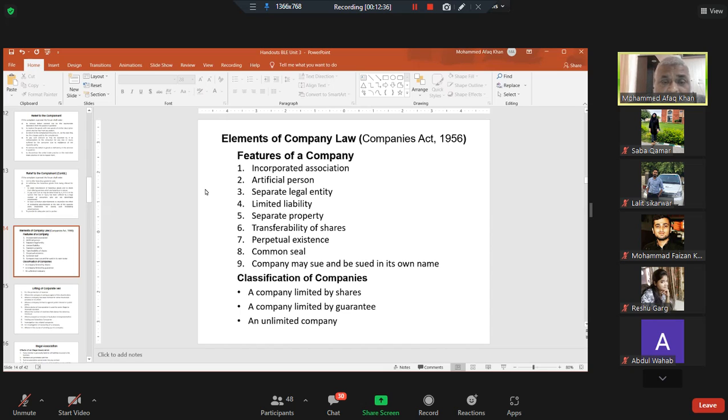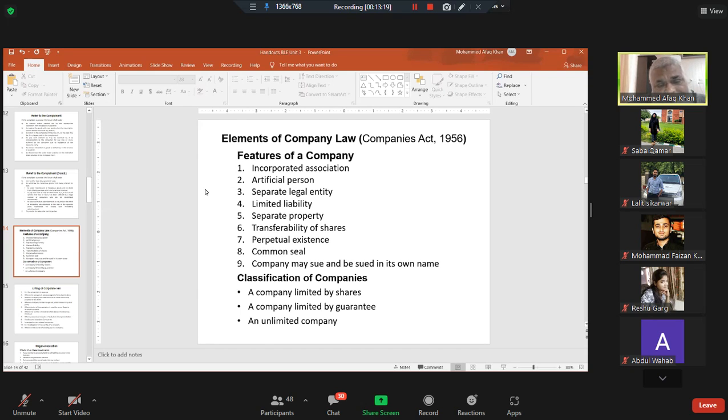So an artificial person like a company has almost all those rights which a natural person has. There are certain types of contracts which an artificial person cannot enter into, for example, the contract to marry. So there are differences, but a company can enter into other types of contracts. So almost they have equal rights and obligations.